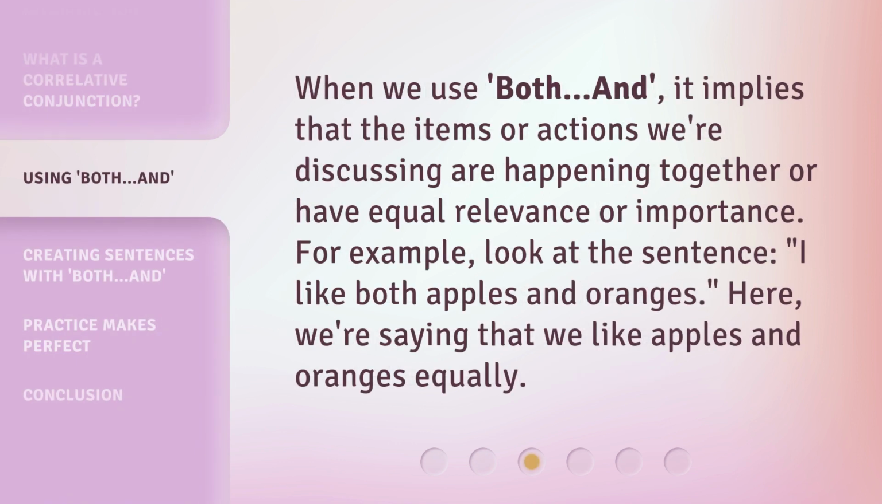When we use both... and, it implies that the items or actions we're discussing are happening together or have equal relevance or importance. For example, look at the sentence, I like both apples and oranges. Here, we're saying that we like apples and oranges equally.